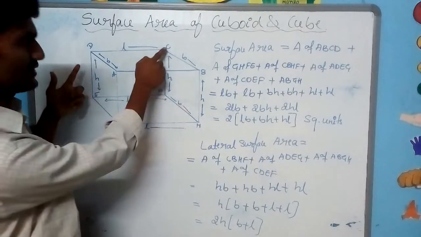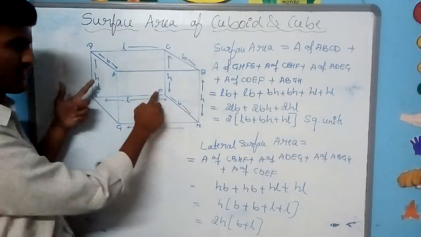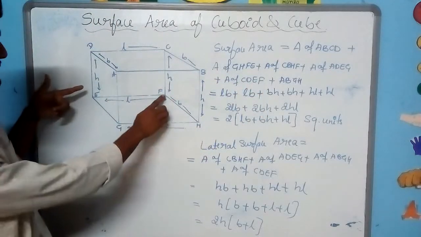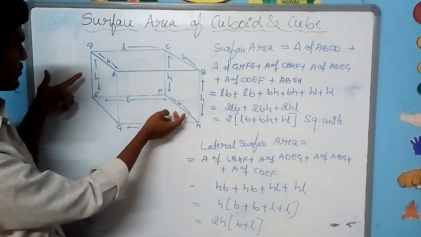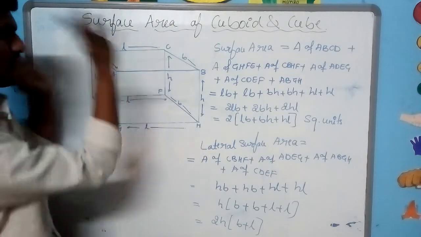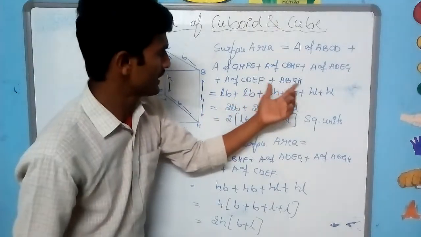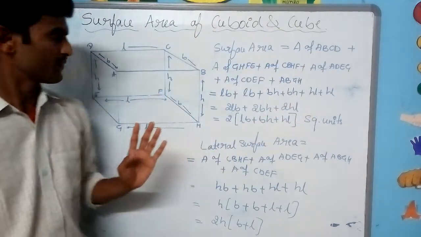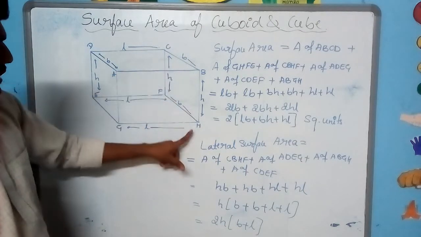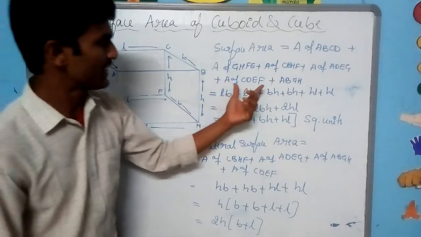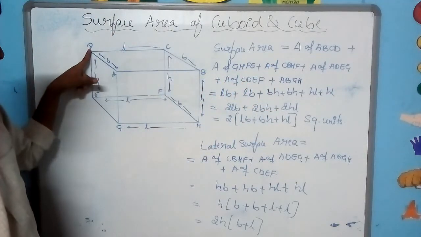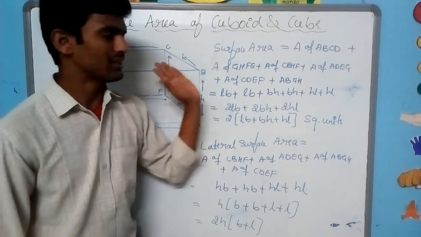Where is CBHF here? Yes, CBHF is this side. And area of CDEF, that is the back. Then again area of ABHG, and the area of ADEG. Now let us see.